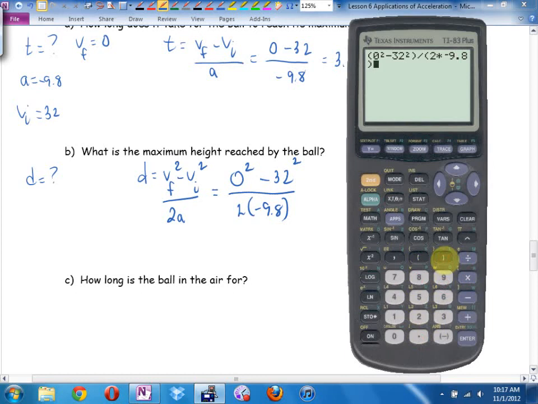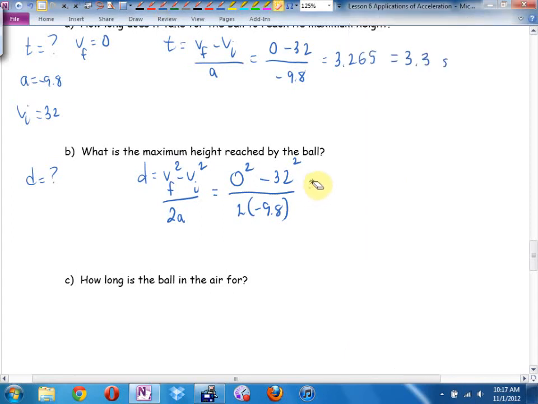By the way, the maximum height, am I expecting a positive or a negative answer? If I say the maximum height, are we above or below from where we started from? So if I get a negative answer, I know I've zigged. Do you get 52.2448 there? So I'm going to write 52.24. And now I'll go to sig figs. I think we're going 2 sig figs, so 52 meters.